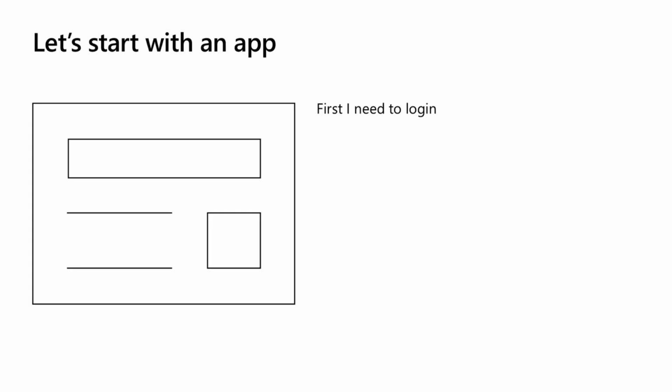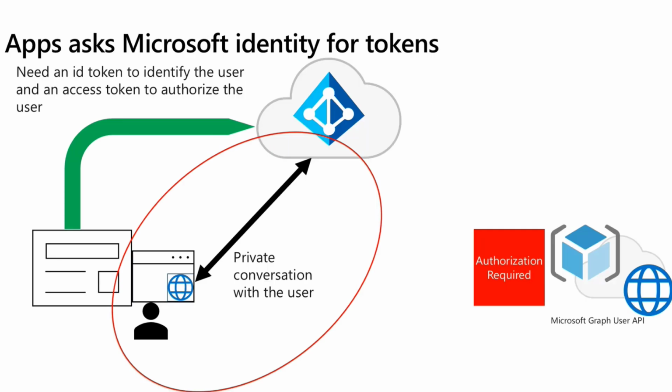So starting with identity, we need to start with an app. The app needs to find out who the user is and if they're allowed to use this application. Most applications need to access resources by calling an API. The app asks Microsoft Identity for tokens. You need an ID token to identify the user and an access token to authorize the user. The identity provider, Microsoft Identity in this case, takes care of authentication for the application.